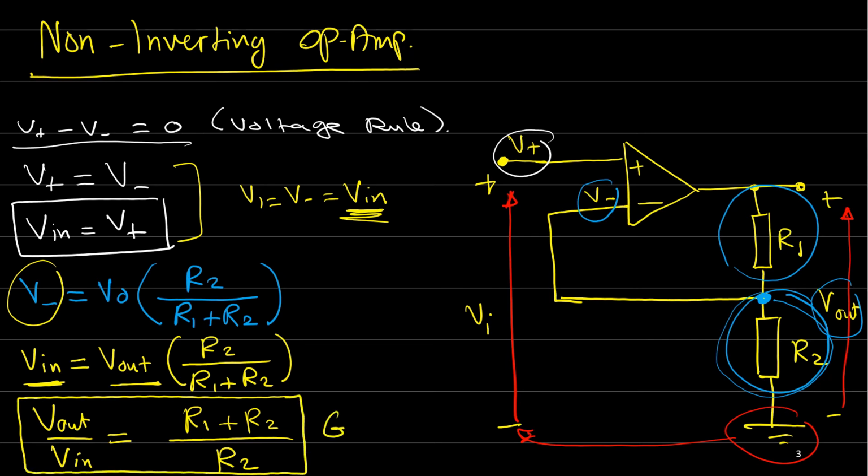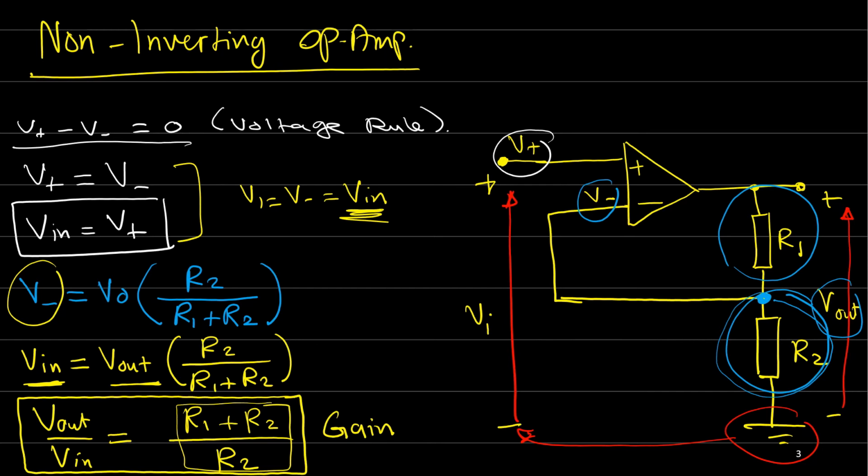And this is the gain of this non-inverting operational amplifier. Now let's say we want to design an amplifier with, for example, 10 gain to amplify the input 10 times. What to do? We select these resistors in a way that their values give a gain of 10, and so on.